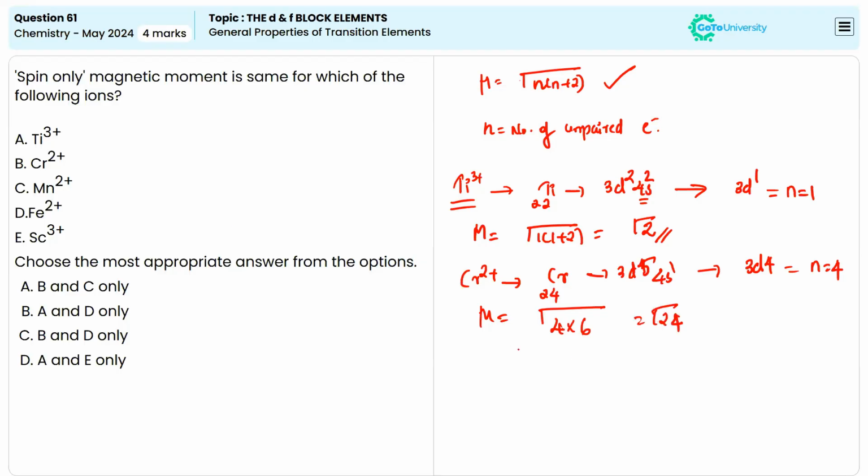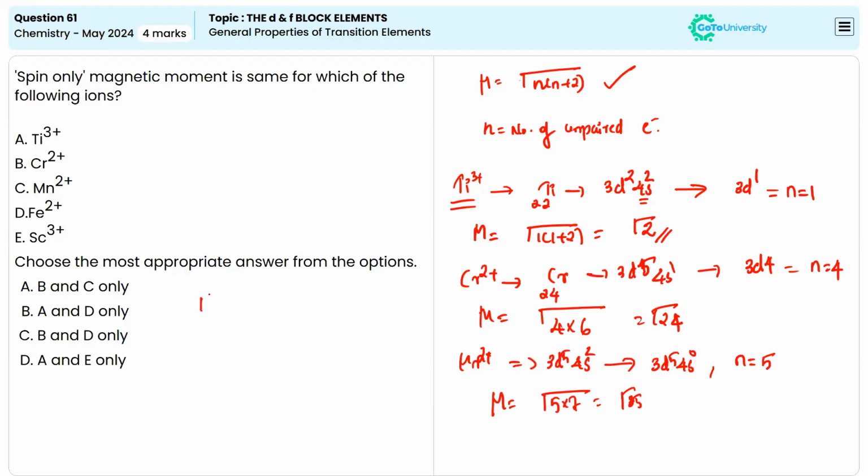Now coming to Mn2 plus. Manganese is 3d5 4s2. When it converts into Mn2 plus, it becomes 3d5 4s0. Here all the 5 electrons in the 3d orbital will be unpaired, so n equals 5. The value of mu will be square root of 5 into 5 plus 2 is 7, square root of 35.